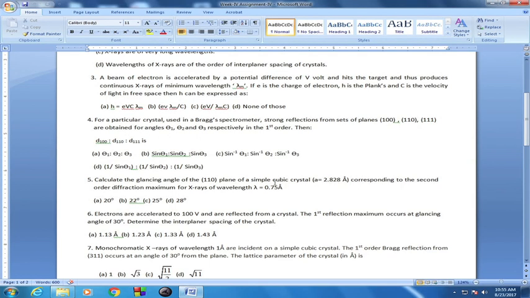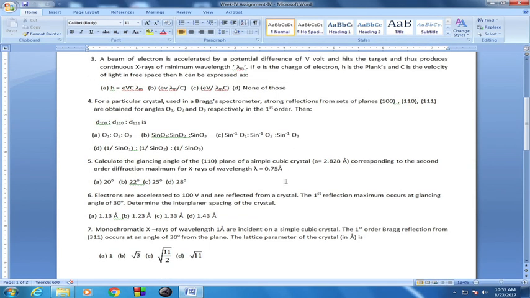Now, come to question number 3. That beam of electron is accelerated by potential difference V volt and hits the target, and thus produces continuous X-ray of minimum wavelength lambda m. E the energy, e the charge of electron, h Planck's constant, etc. Then what will be the correct option?